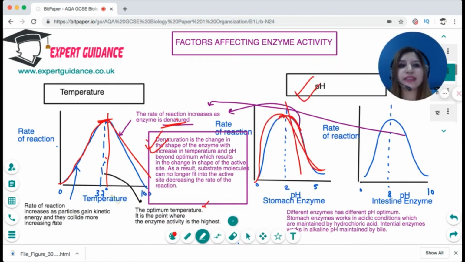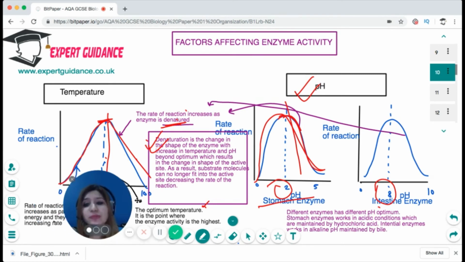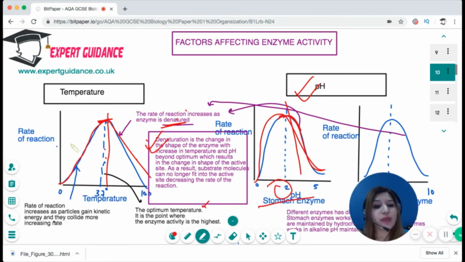Now for the temperature, the optimum is around 37 to 40 degrees because that is the normal body temperature. But for the pH, different enzymes have different optimums. Like stomach enzymes, they work best in acidic conditions, and the intestinal enzymes work in alkaline conditions. Okay, so I hope this graph is clear to you. You should be able to draw this graph in the exam, or if this graph is given, you should be able to explain all this trend: why there's an increase, what is an optimum, and why there's a drop. And I hope you will remember it.